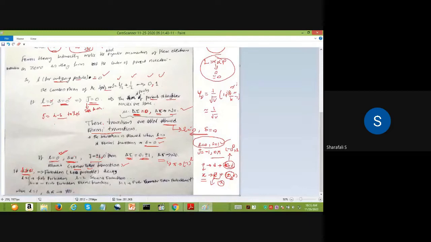And if you consider L equal to 1, that means first forbidden. L equal to 2 is second forbidden transition. L equal to 3, third forbidden, etc. So if L equal to 1 and S equal to 0, it is first forbidden, because L is not equal to 0, which means that it is forbidden. And S equal to 0 means Fermi transition. So it is first forbidden Fermi transition.